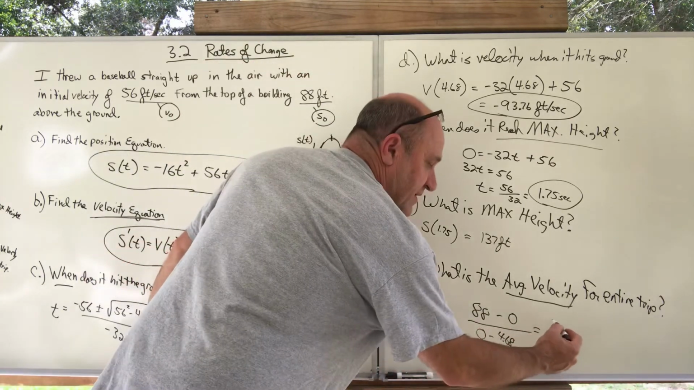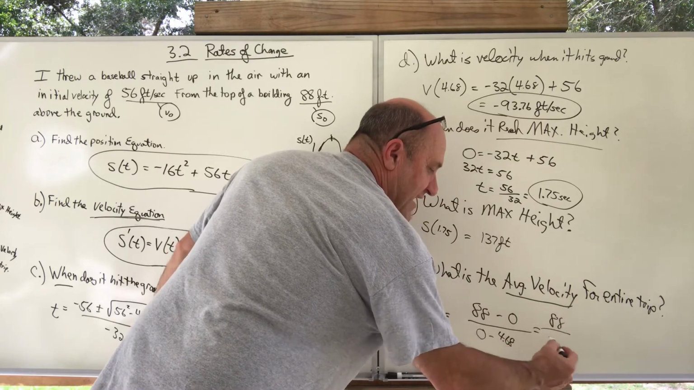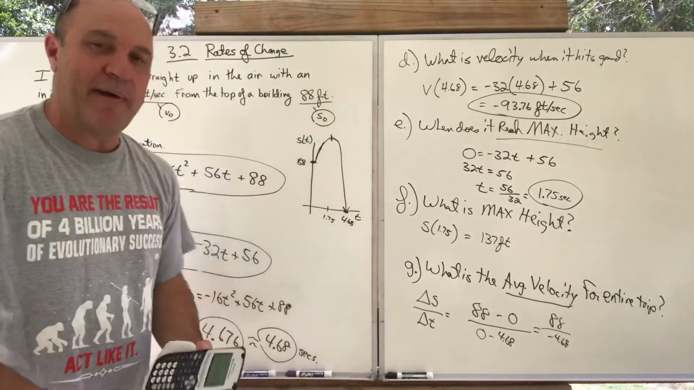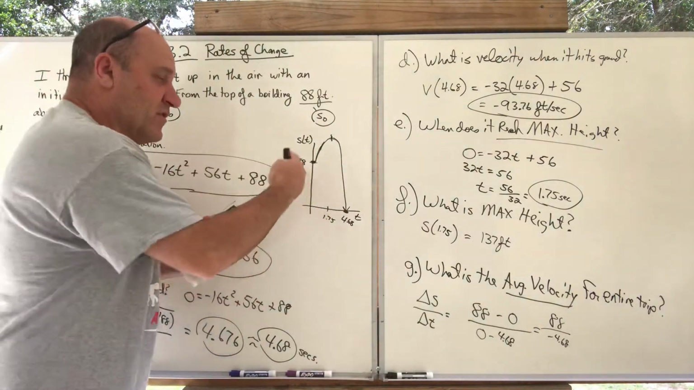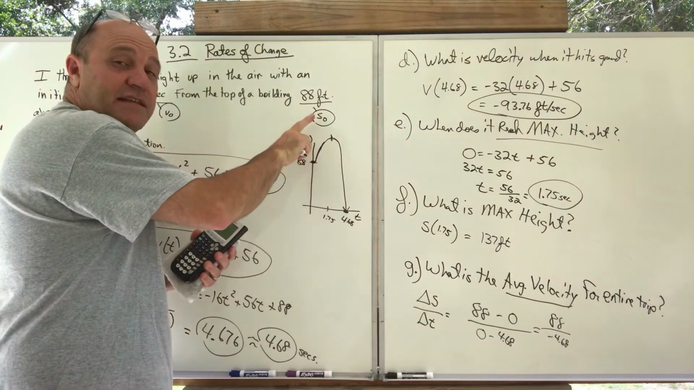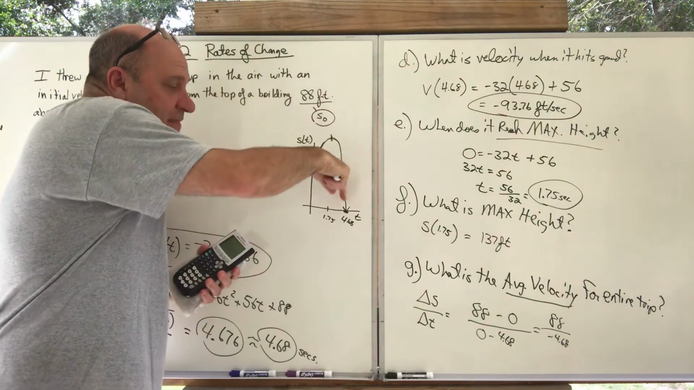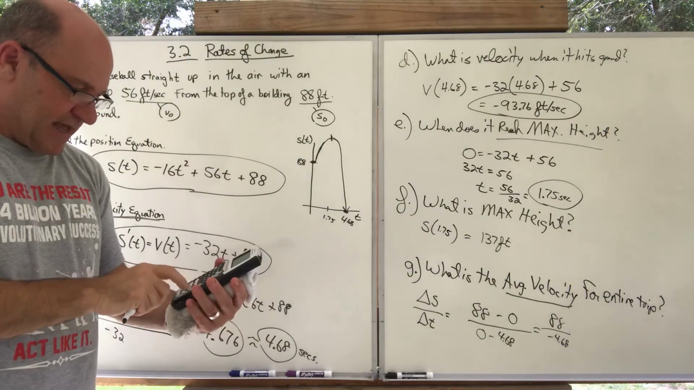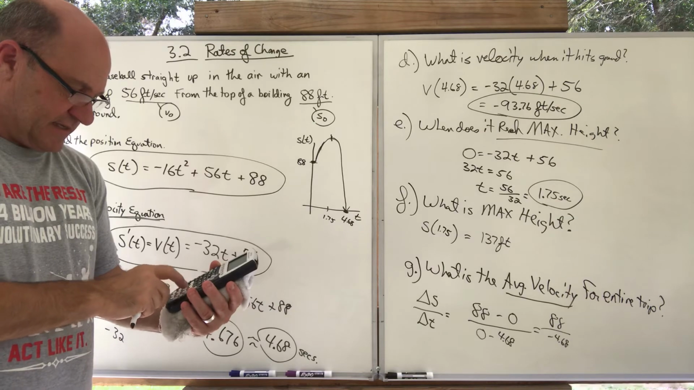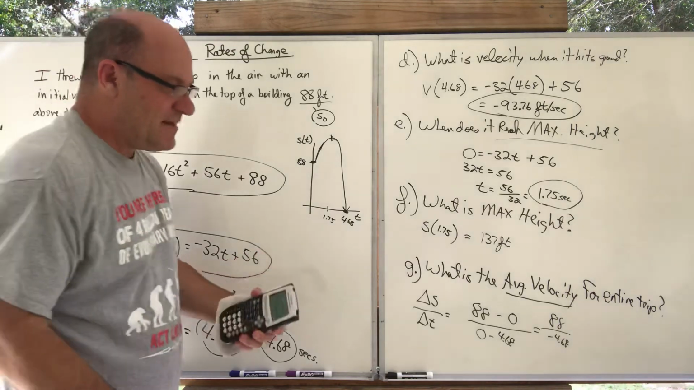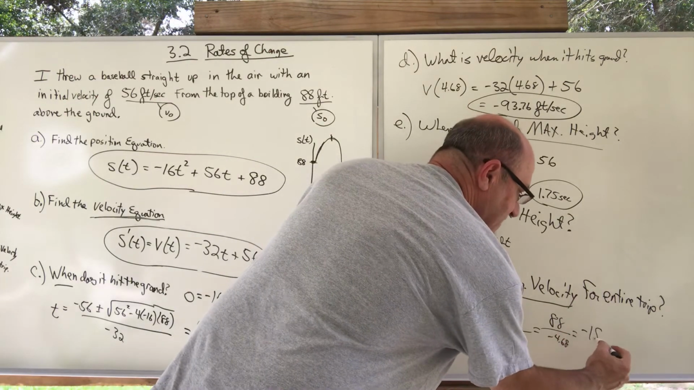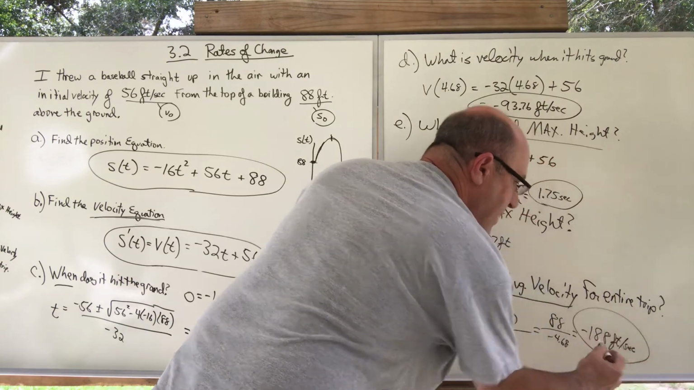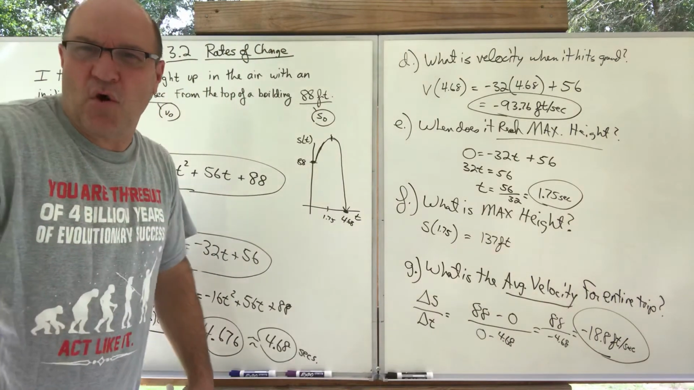And the answer is going to be an 88 over a negative 4.68. So apparently the average velocity is going to come out negative. In other words, it was a little bit of positive velocity there until it hit 0, and then it became negative. Overall, the average velocity is negative, and it is 88 divided by 4.68, and that's 18.8. Negative 18.8 feet per second. Average velocity for the whole trip.